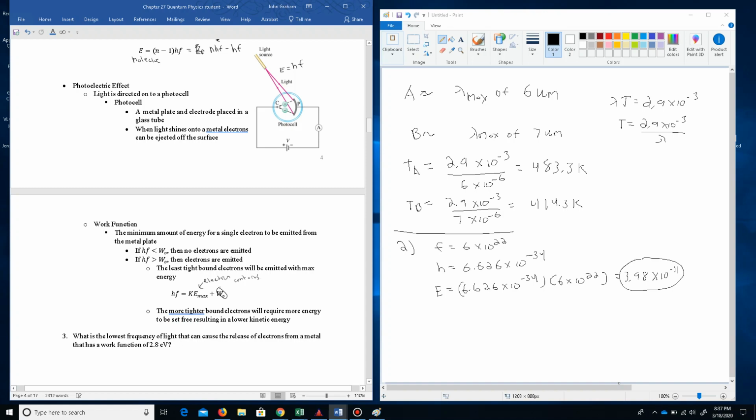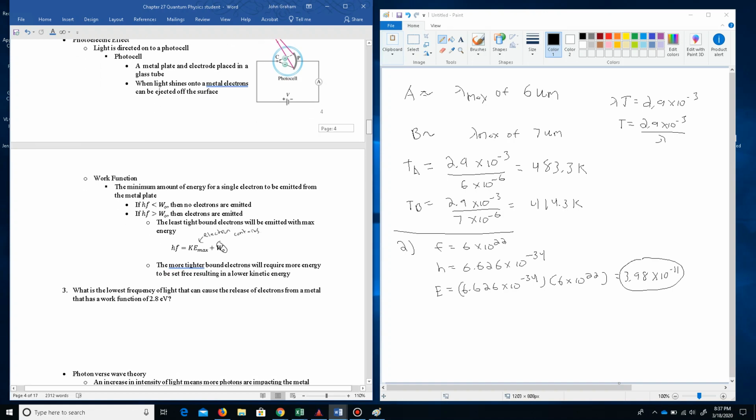And so the work function is the maximum energy, or the energy for the least tightly bound electrons to be emitted. If you have more tightly bound electrons, it's going to require more energy for them to be released, and because of that they're going to end up having a lower kinetic energy, because it's requiring more.